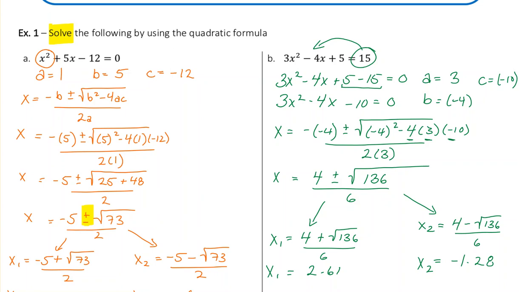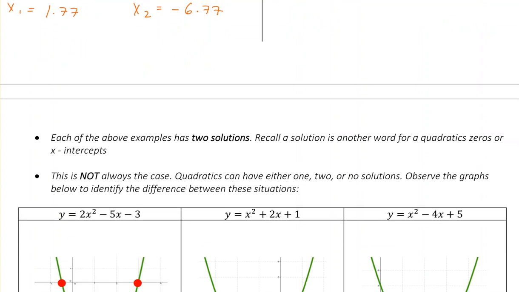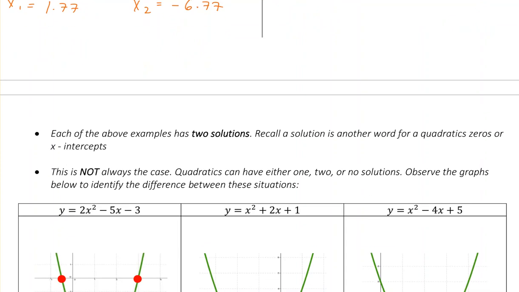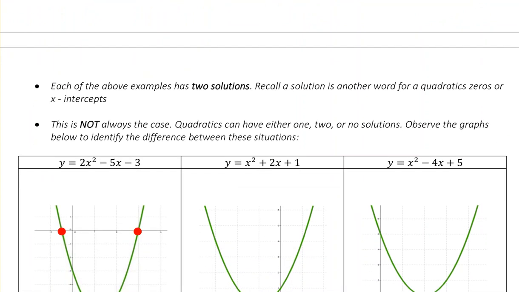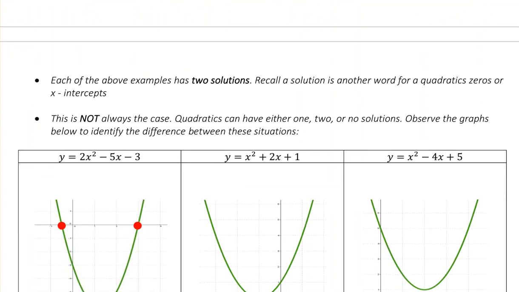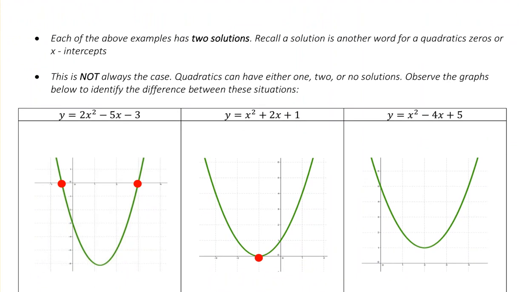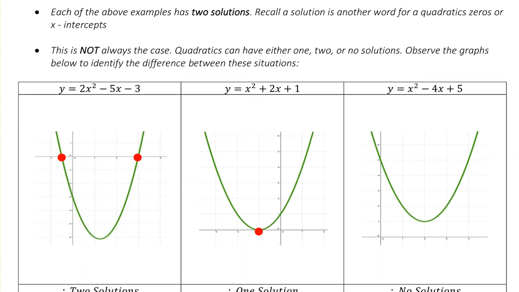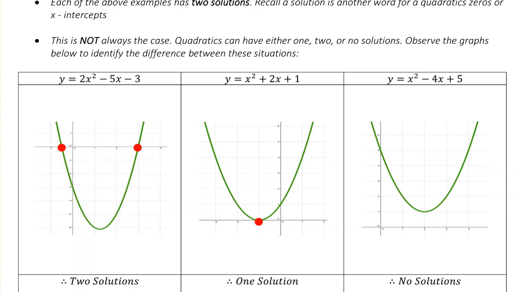Okay, let's continue here. The next page is kind of just more information without examples, so you can either listen in or move on to problems that involve the discriminant. Each of the above examples has two solutions. So we had x1 and x2, and they are both unique, meaning that they were different values. Recall a solution is another word for quadratic zeros or x-intercepts. We've gone over that. This is not always the case, however. Quadratics can have two solutions, as we just saw, but they can also have one or no solutions at all.